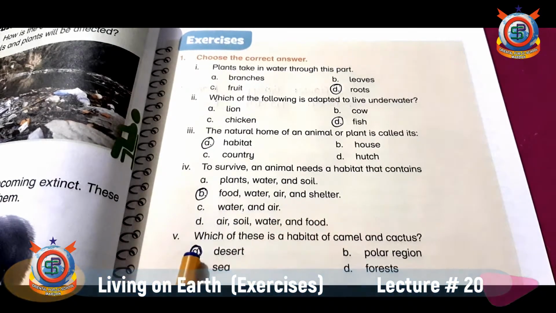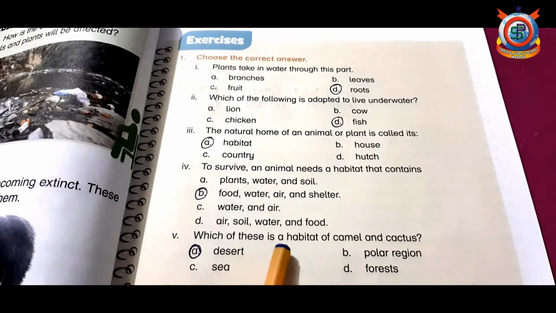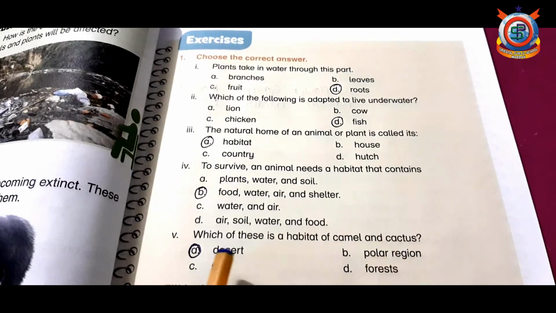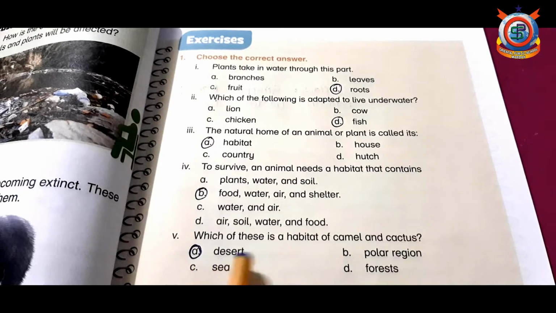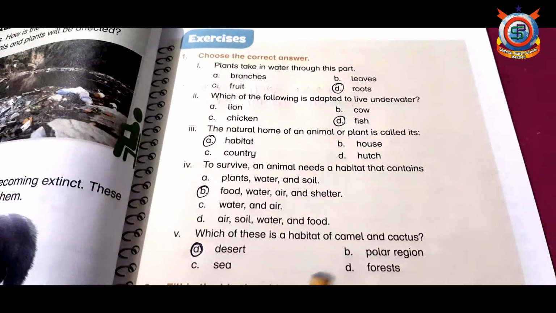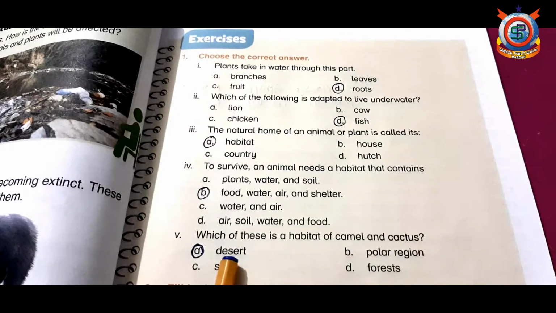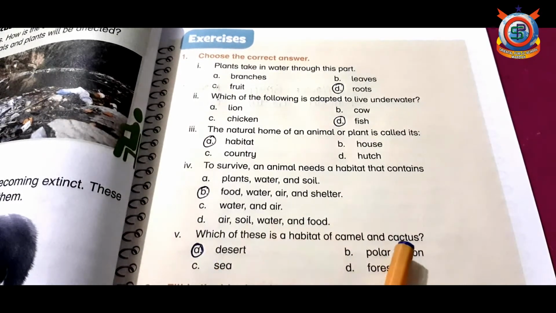Number 5. Which of these is a habitat of camel and cactus? Options are desert, polar region, sea, forests. The correct option is desert. Animal live in desert and cactus is a desert plant.